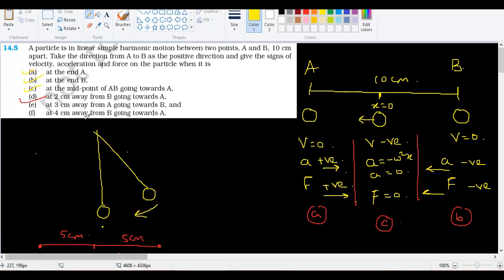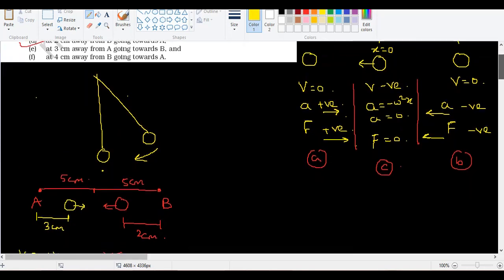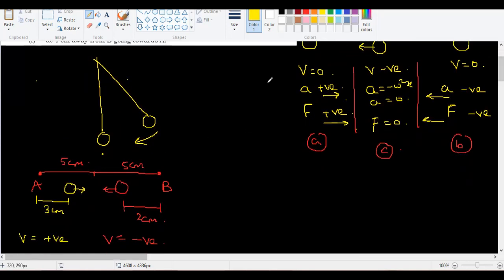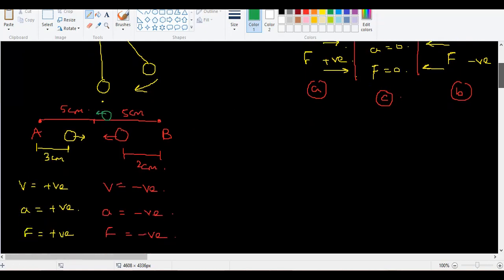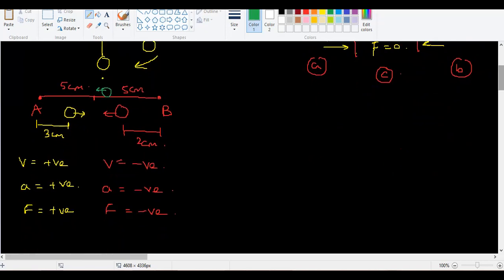4 centimeters away from B going towards A, which means it's going to be somewhere here, going towards A. Now tell me, Ankita. The velocity will be negative, and the acceleration will also be negative. Force also negative. Very good. It's very similar to this one, because it's on this side. So negative, negative, negative.